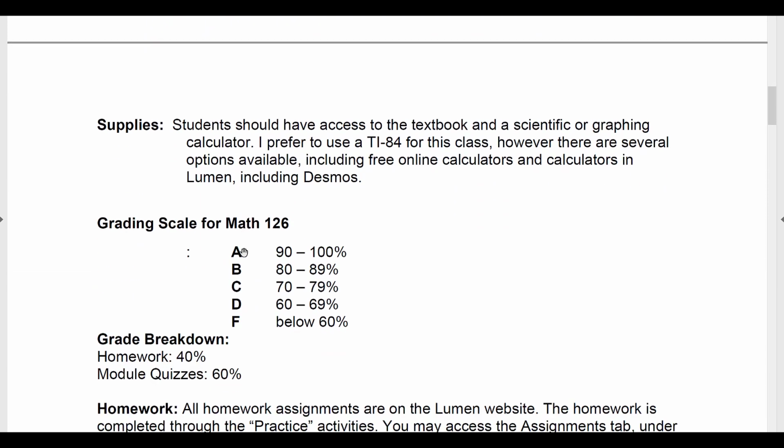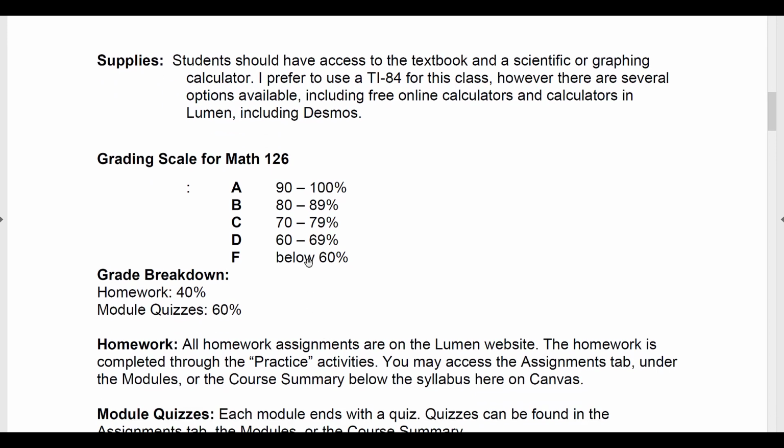Supplies. Students should have access to a textbook and a scientific or graphing calculator. I prefer the TI-84 for this class, but there are several other options, including Desmos, which is embedded in the class. Here's our grading scale for the class, A through F. Let's all focus on an A if we can. The grade breakdown is 40% for homeworks and 60% for the module quizzes, which are basically the tests.